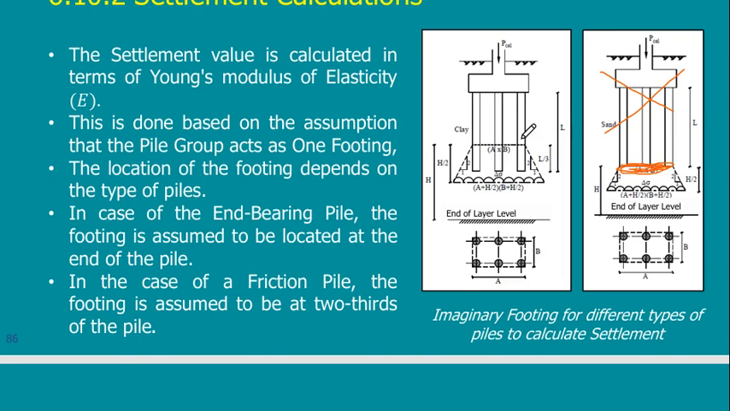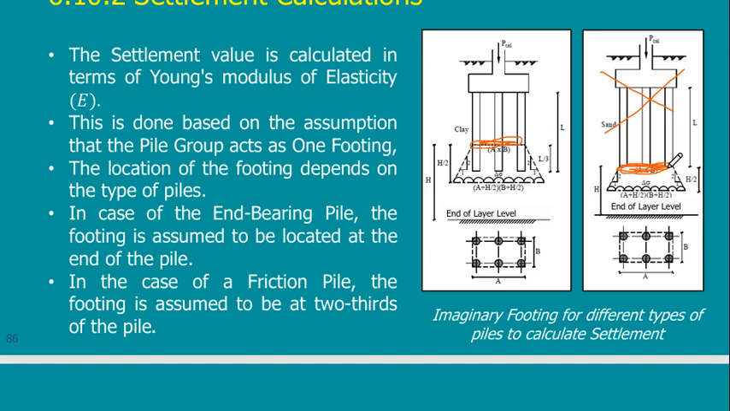So is it at the bottom or above the bottom in this location? It depends on what type of soil. If I have a frictional soil, or an end-bearing soil with piles, I will assume the raft, or the shallow isolated foundation, here. If I have a cohesive layer that results in a frictional type of pile, then in this case I will assume it at the lower third of the pile.